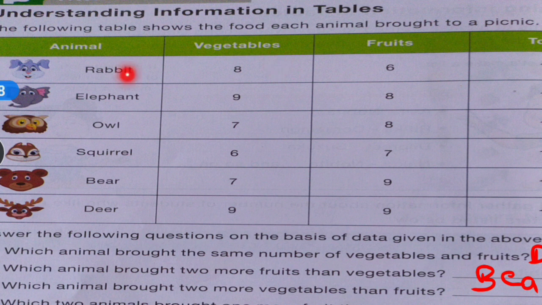Here you can see the rabbit. The rabbit has 8 vegetables. It is more than 6. Here, see, more than 2. 8 is more than 6, which means it is greater by 2. That's why this answer is correct. The rabbit has 2 more vegetables than fruits.